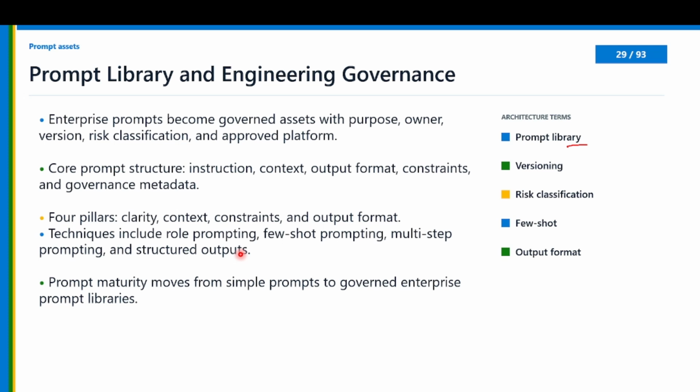Generate the output of task 2, or you want it to combine all the output together. So you can also structure the output of a prompt. Then prompt maturity moves from simple prompt to governed enterprise prompt libraries.